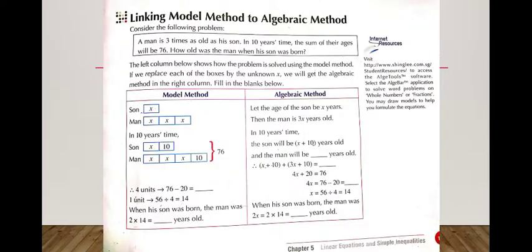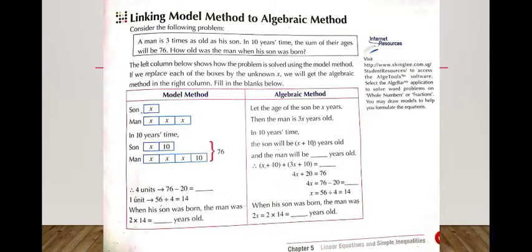So let's take a look at an example. A man is 5 times as old as his son. In 10 years' time, the sum of their ages will be 76. How old was the man when his son was born? Now the left column below shows how the problem is solved using the model method, the way you usually do in primary school.